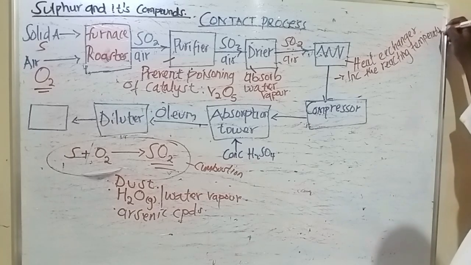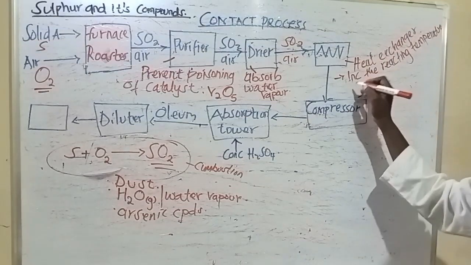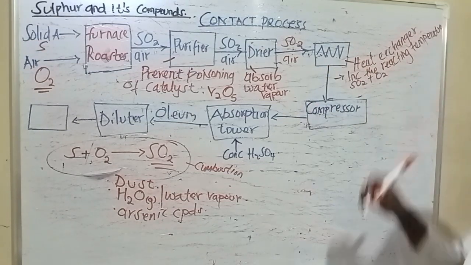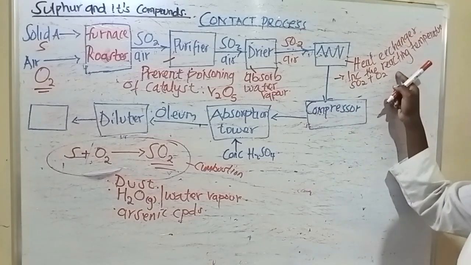I hope everyone can see here. Okay, so we increase the reacting temperature of our gases, which is what? The reacting temperature of sulfur oxide and what? And oxygen. Now, why are we increasing the temperature?